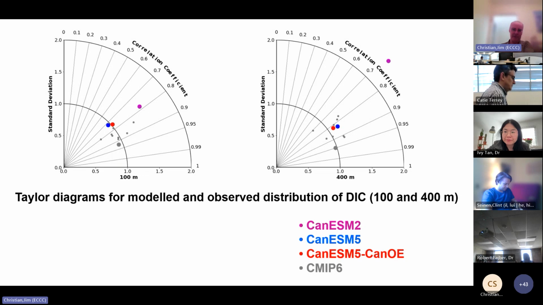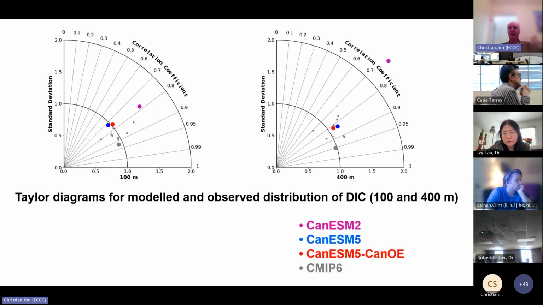And in the paper, we have deeper ones as well. But let's just focus on the shallow ocean because this is really interesting. Okay, so again, we have CMIP6 models in gray with the model ensemble mean being the big dot. R2 models here, they're kind of well within the pack. They're not that different from each other. But when we include CanESM2, we see that the skill really increased markedly between CanESM2 and CanESM5.